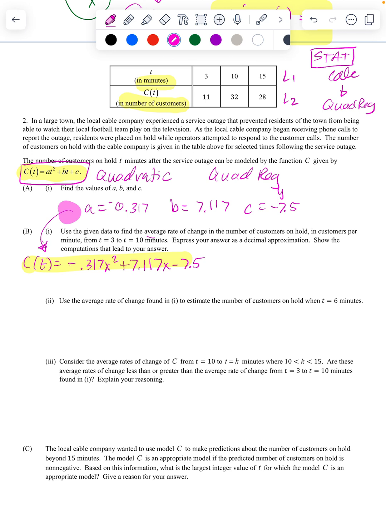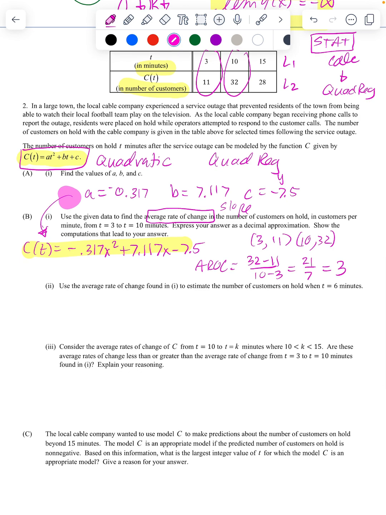use the given data to find the average rate of change. That is truly slope from t equals 3 to t equals 10. So I'm literally doing y2 minus y1. So I look up in the table, I get my y value from that and my y value from that. So my average rate of change, which you always have to just think of as slope, is y2 minus y1 over x2 minus x1. So I end up with 21 over 7, which is 3.